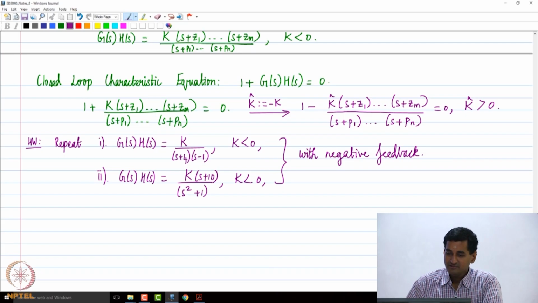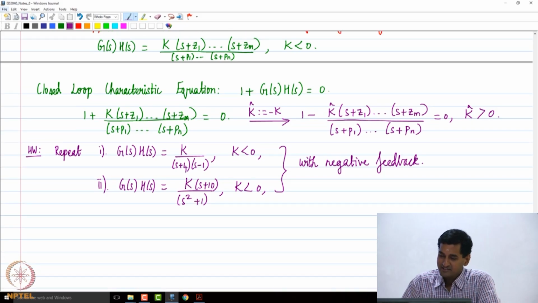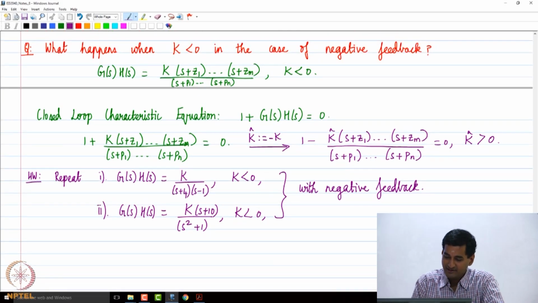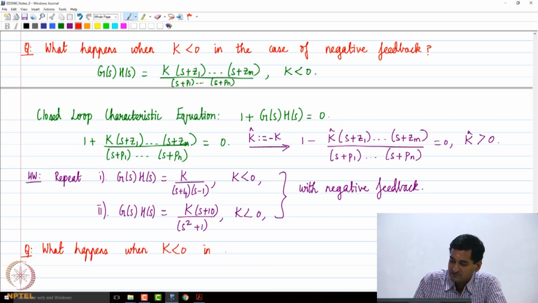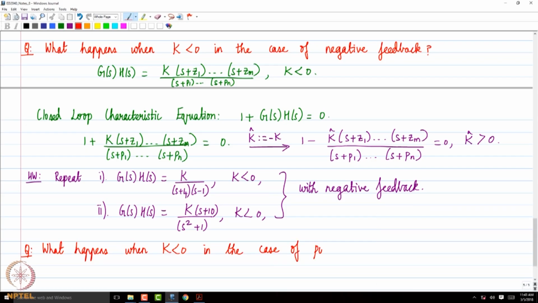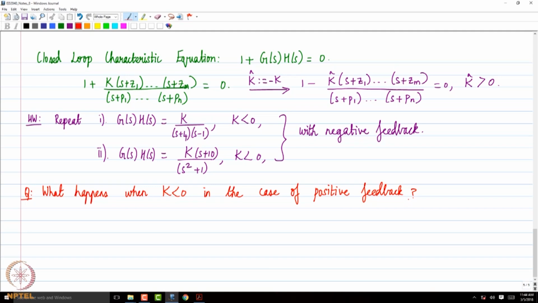Now let me ask you the follow-up question. I think the answer would become obvious to you by now. The follow-up question that I am going to ask is: what happens when K is less than 0 in the case of positive feedback? The answer is pretty obvious, right?